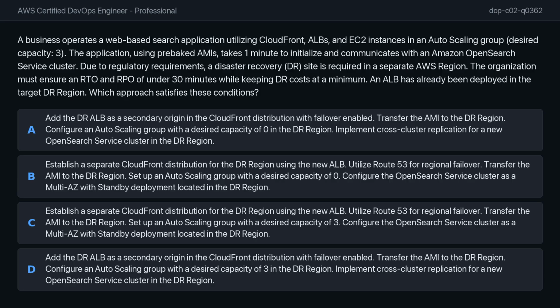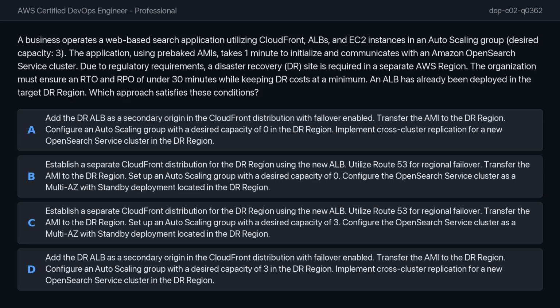Option D, add the DR ALB as a secondary origin in the CloudFront distribution with failover enabled, transfer the AMI, configure an autoscaling group with a desired capacity of 3, and implement cross-cluster replication for a new OpenSearch cluster.